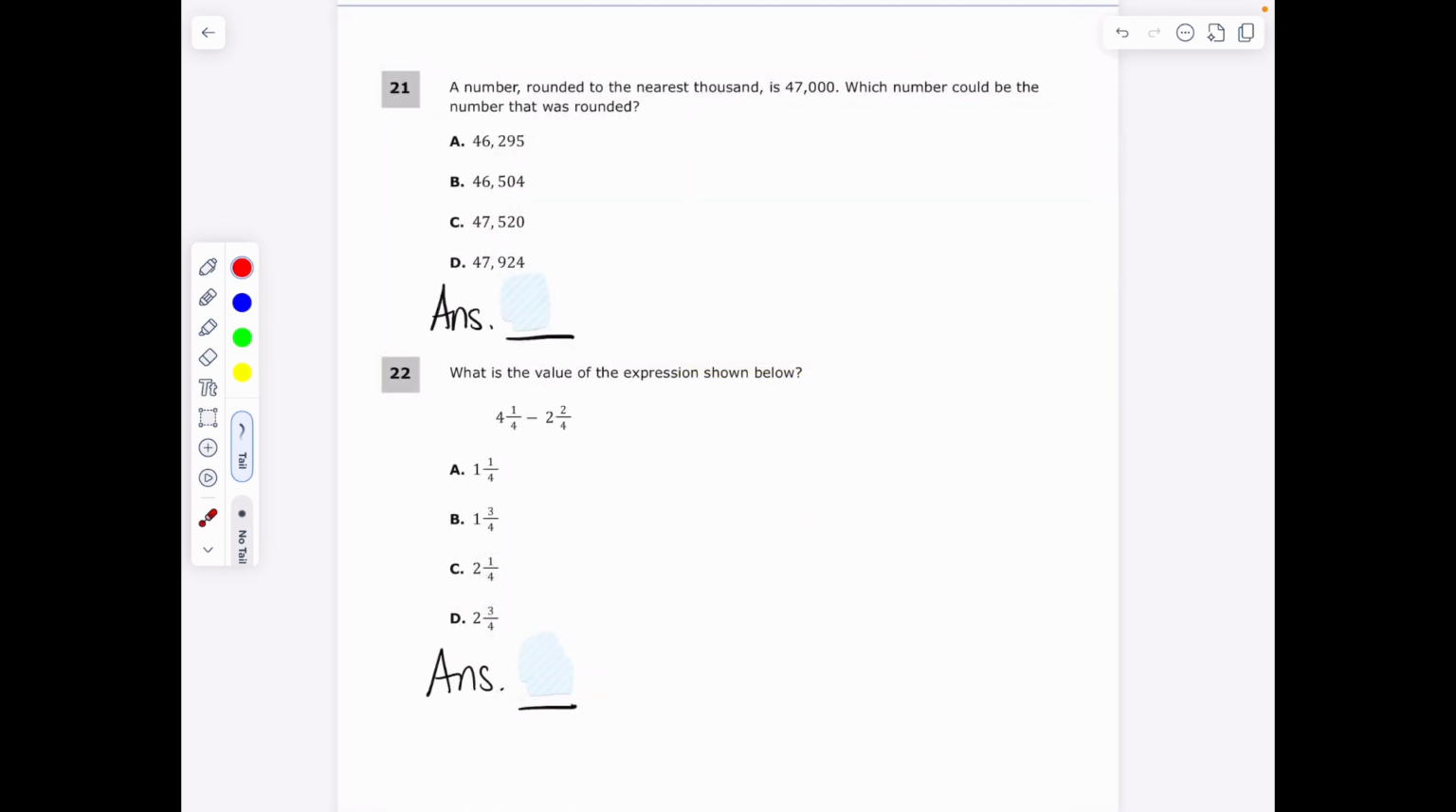Okay, we've got rounding and some subtraction with mixed numbers. So for 21, the answer is B. And for 22, the answer is also B. Jot it down into your notes. And let's start with the first one, 21.